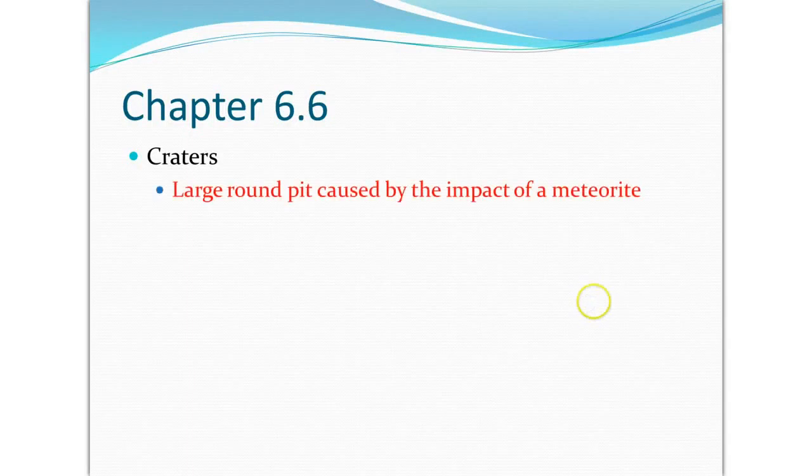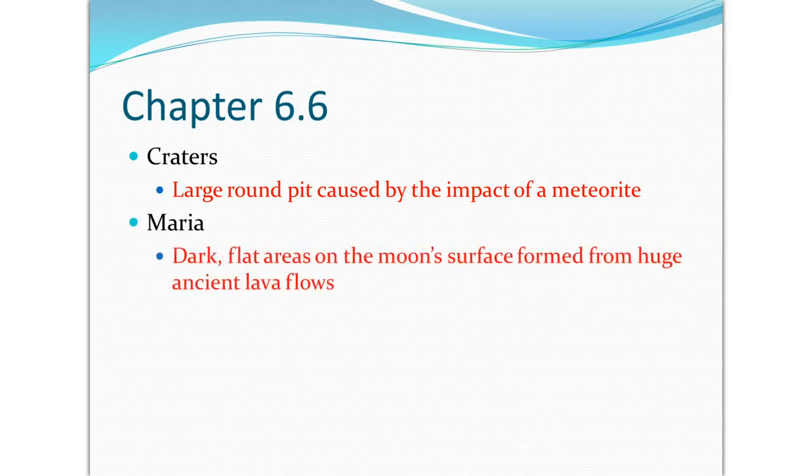Section 6 here, chapter 6.6. I'm going to first start with craters. A couple definitions for you. These are large, round pits caused by the impact of a meteorite. If you remember back to crash course in the lab, we took a look at those. Dropped the marble, golf ball, ping pong ball. Mariah, you looked at these with Mr. Cora. Maria are dark, flat areas on the moon's surface formed from huge ancient lava flows.